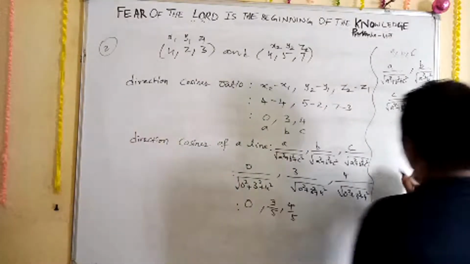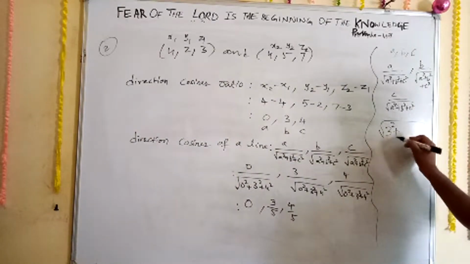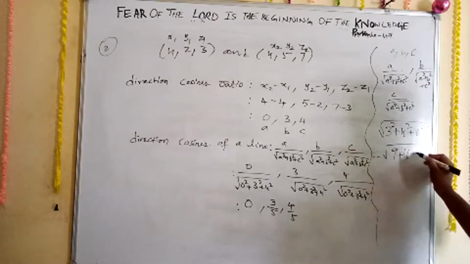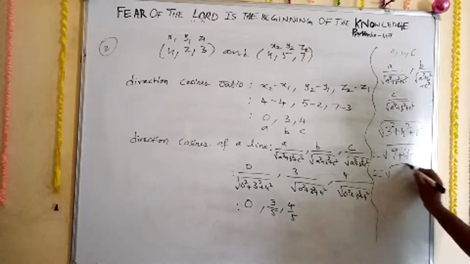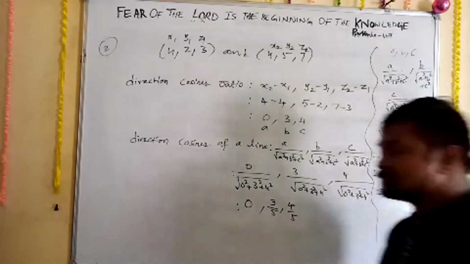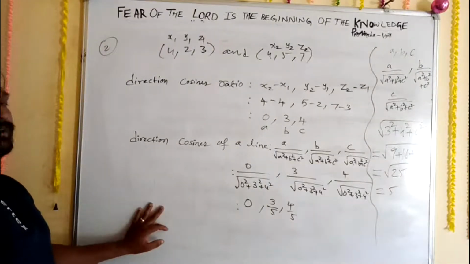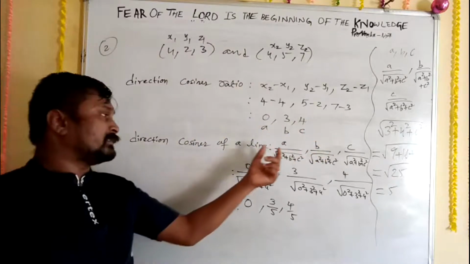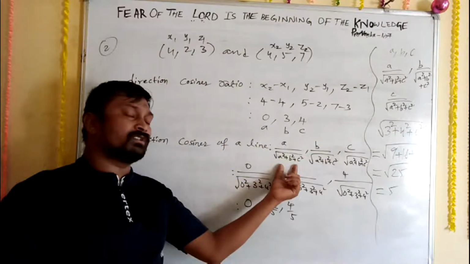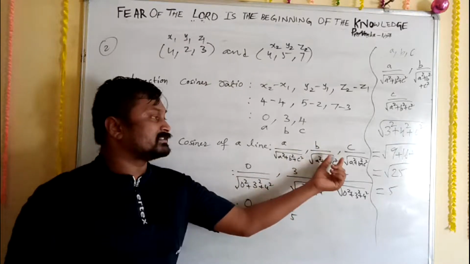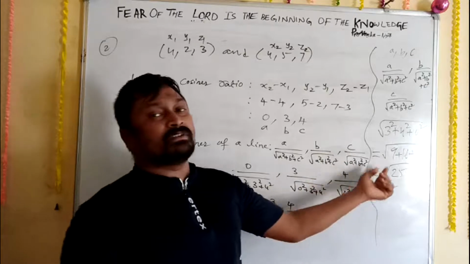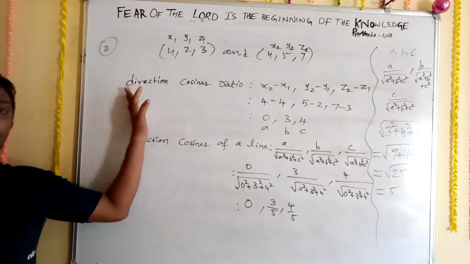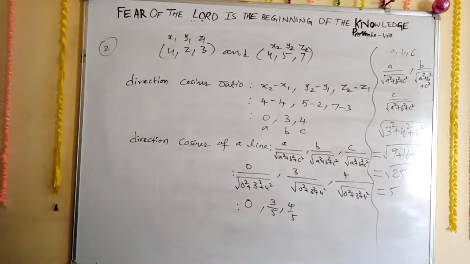The reason behind this: square root of 0 square plus 3 square plus 4 square means 3 square is 9, 4 square is 16, 0 square is 0, that is root 25, which is nothing but 5. So in this way you have to solve. First, direction ratios A, B, C are given. Directly we can use the formula A upon square root of A square plus B square plus C square, B upon square root of A square plus B square plus C square, C upon square root of A square plus B square plus C square. This is how to solve the second question. Now we are going to the third one.